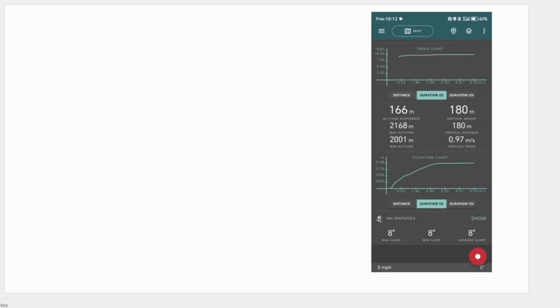So hi there, you can see the screenshot of the Geotracker output for the duration of the ski lift. There's quite a bit of information here, some of it a little bit contradictory. It says altitude difference 166 meters and vertical ascent is 180 meters. I'm not sure why there's a discrepancy, but I'm basically going to say that H is equal to 180 meters. I'm going to use the ascent value.